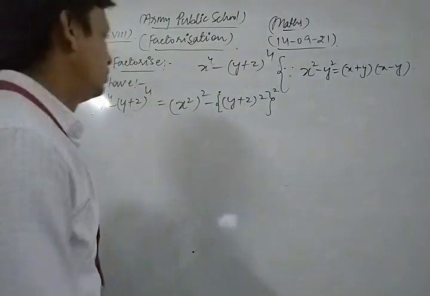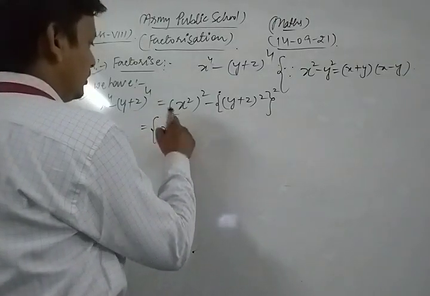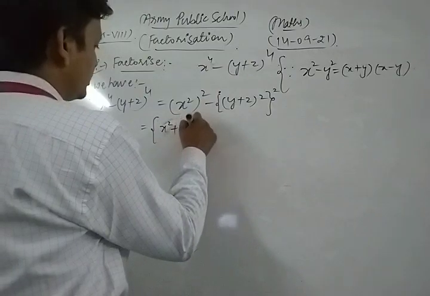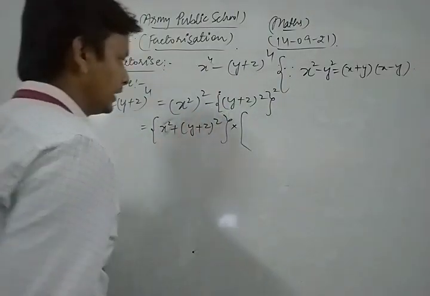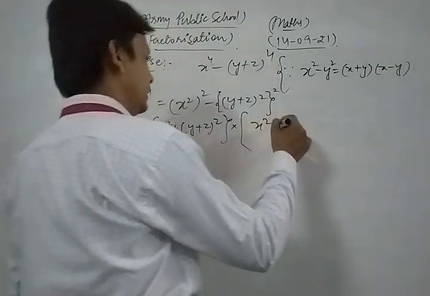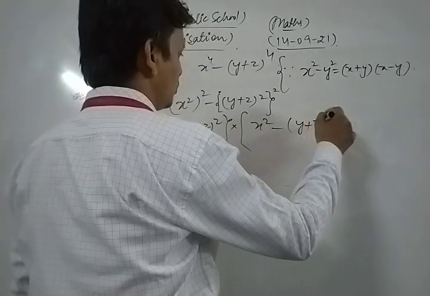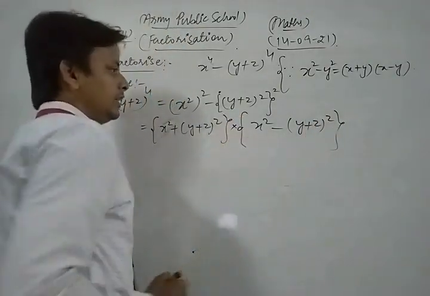So now we can write a square minus b square, which is (a plus b) in one bracket into (a minus b) in another bracket. Here a minus b means (y plus z) whole square. So we can arrange it in this way.